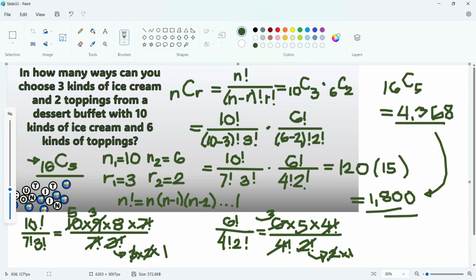Take note that if you have 16 taken 5, you're only taking 5, so you can take all 5 ice creams or all 5 toppings at once. But here it's specified that there should be 3 kinds of ice creams and 2 toppings. That's why it's even smaller than the result of this. So again, the answer for this item is 1,800 combinations. And that's Count It In.